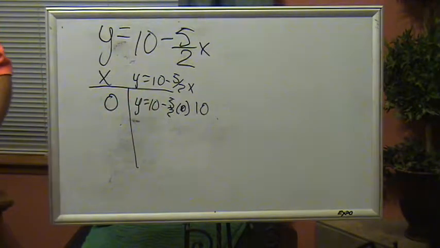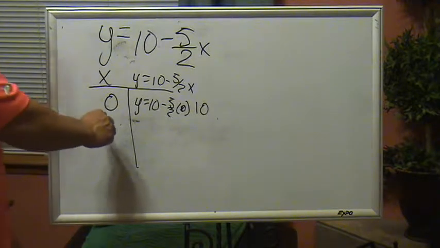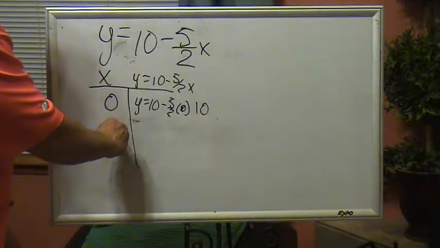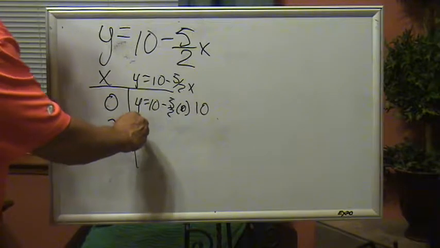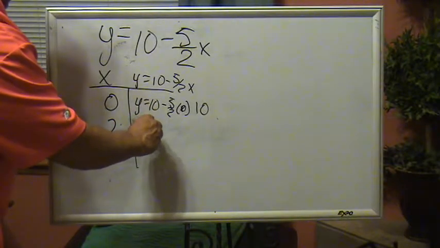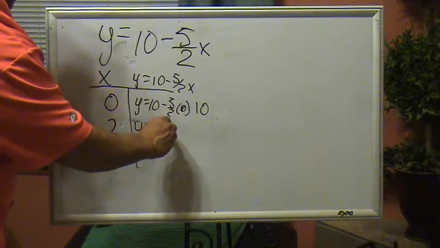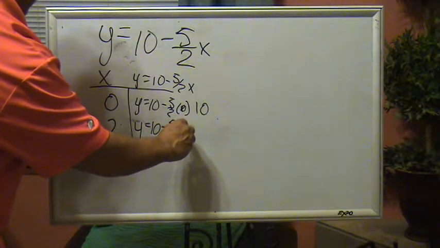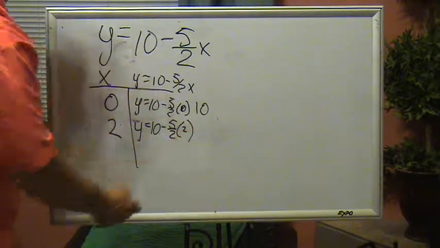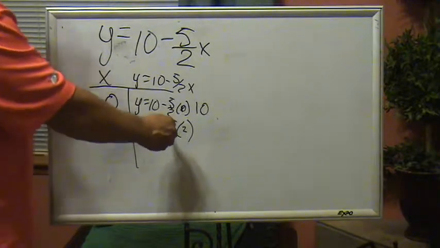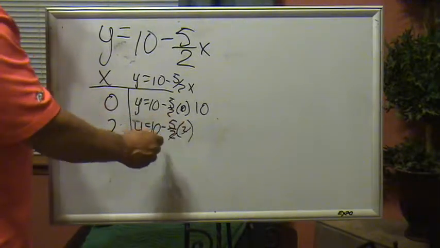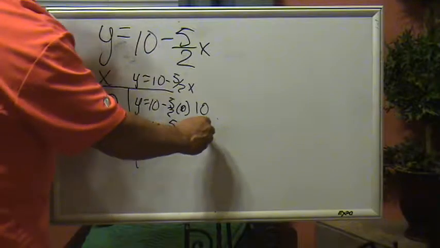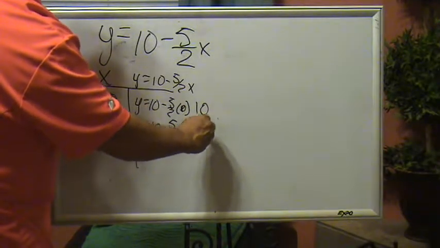Okay, so the next value we'll go ahead and choose, just for simplicity's sake, is 2. And once again, solving, it's 10 minus 5 halves times 2. So the 2's cancel out, and 10 minus 5 is 5. So your value for y is 5.